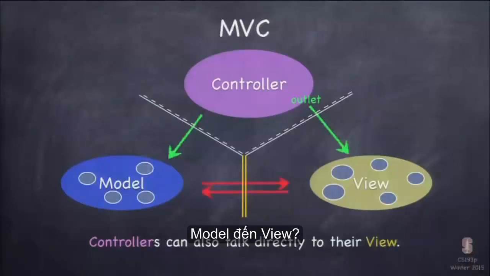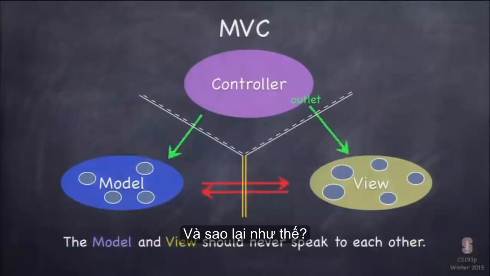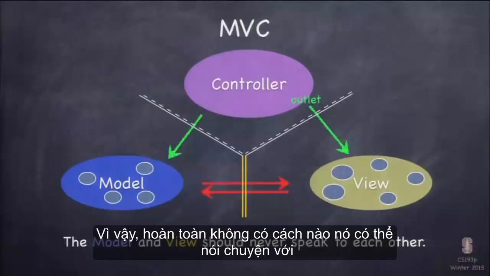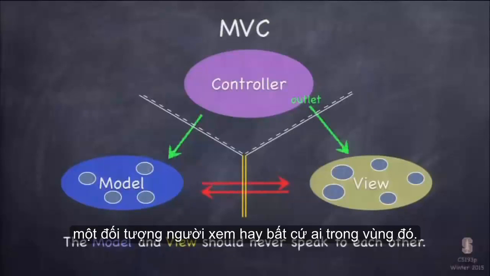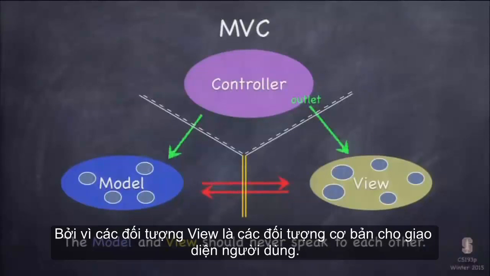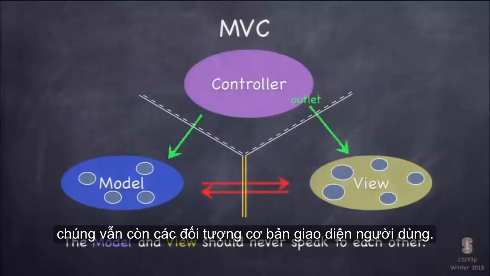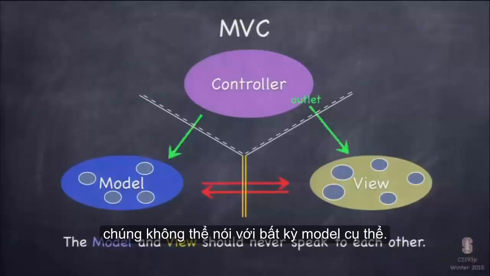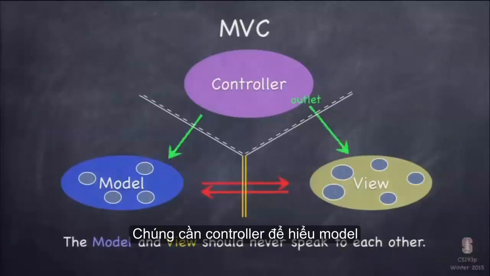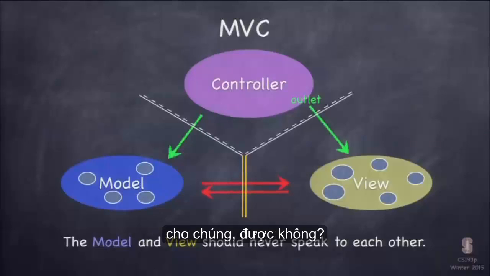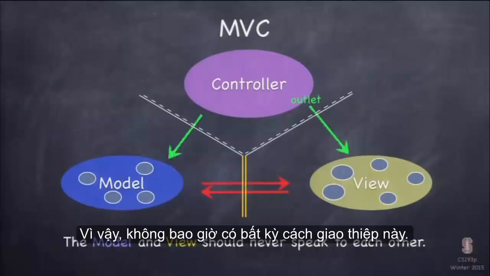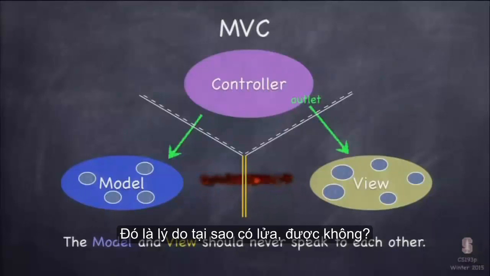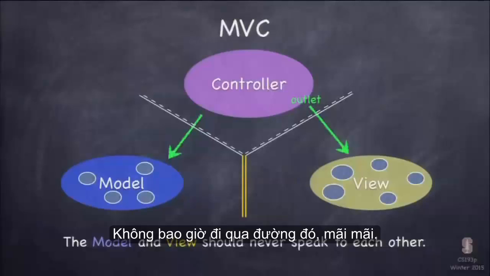What about this communication? Model to view? Never. And why is that? 100% obvious. The model is completely UI independent. So there's absolutely no way it could talk to a view object or anyone in that camp, because the view objects are fundamentally UI objects. They're kind of generic, but they're still fundamentally UI objects. Similarly, since the view objects are kind of generic, they can't be talking to any specific model. They need a controller to interpret a model for them. So there's never any communication this way. That's why it's a double yellow line. That's why these lines are red. That's why there's fire. Never go across that line, ever.